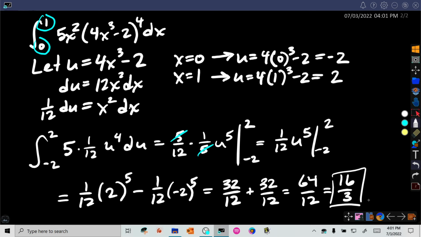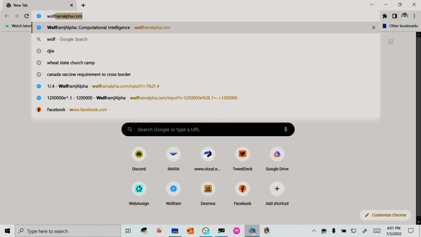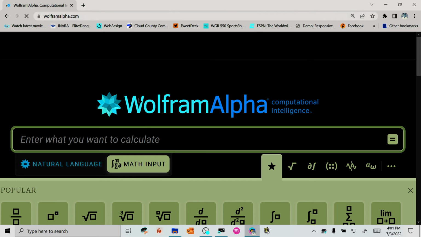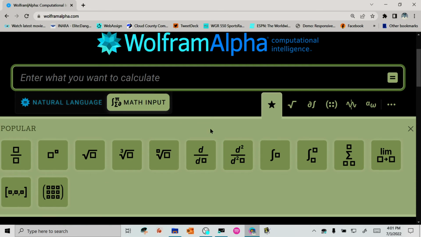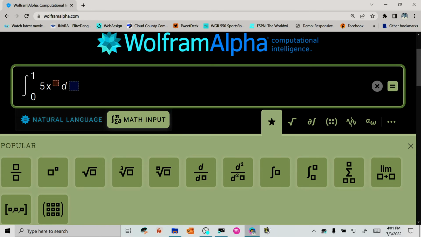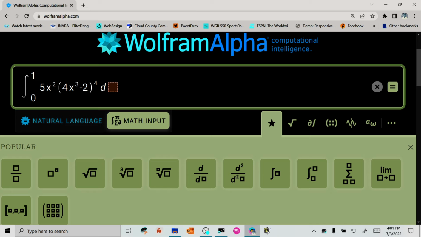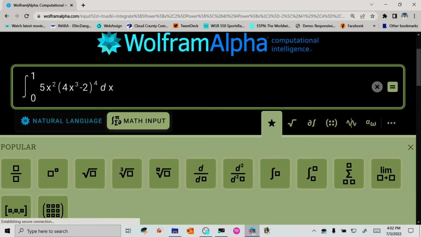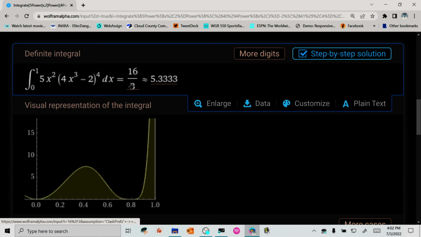In fact, if you want, let me show you this because I think it is a really handy tool. Let's go to Wolfram Alpha, and I'm going to do both of these. It's really helpful to know how to do this integration by hand, because it's a little bit easier, honestly. So here we've got our integration and our bounds. I'm going to do the original, so 0 to 1 of 5x squared times 4x cubed minus 2, to the fourth, dx. If I hit enter, you'll get a solution of 16/3. Okay, so that's actually what we got.